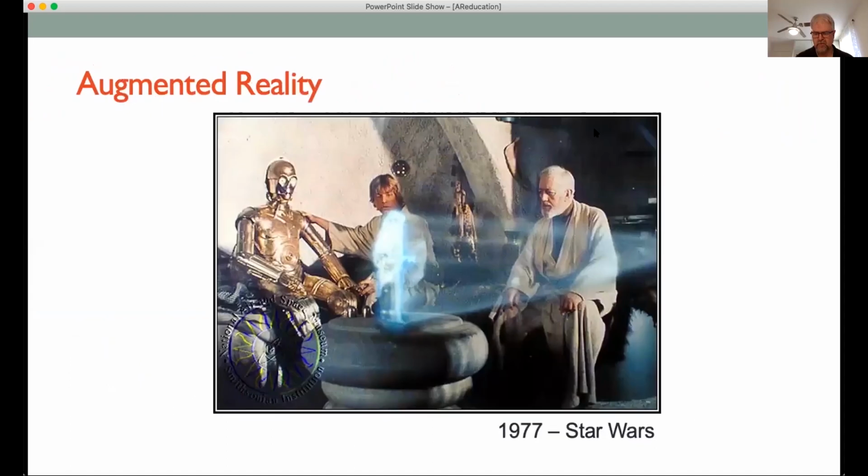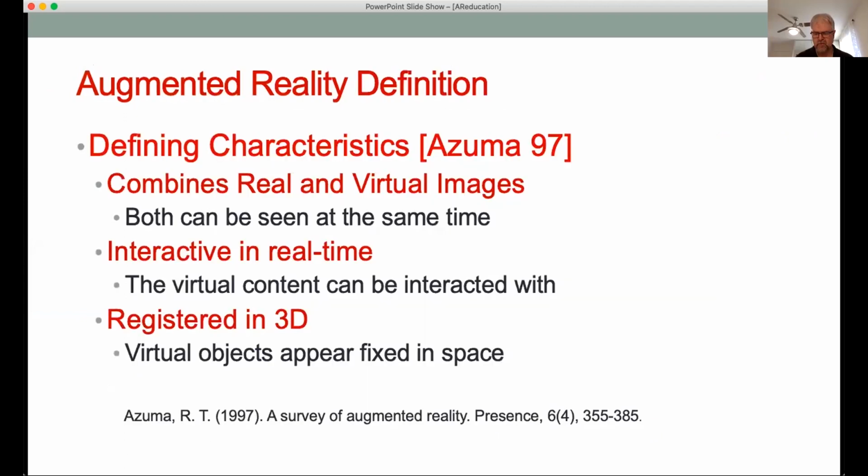And so, this is an old picture from Star Wars, a scene where you have Princess Leia appearing as this kind of 3D hologram in the real world. And this really shows the key elements of augmented reality, in that Ron Azuma talks about how you have three defining characteristics: the real and virtual images blended together, they're interactive, and the virtual content appears fixed in space.